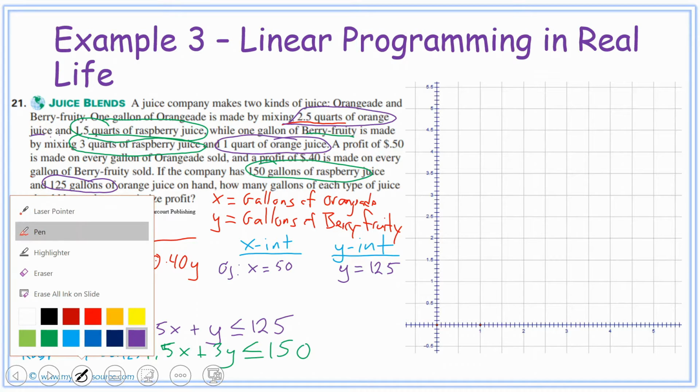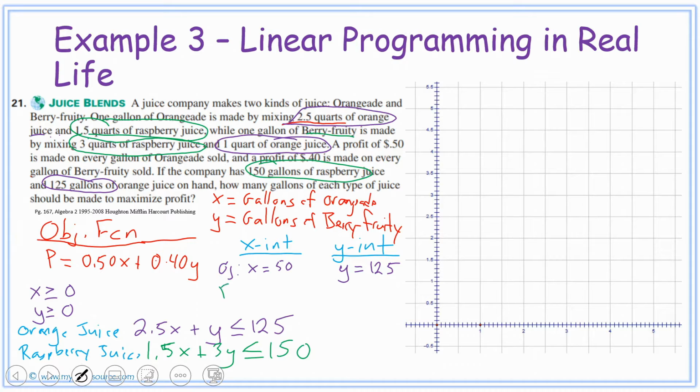All right, so we could do the same for raspberry juice, and raspberry juice we put as green, so just put here RJ for raspberry juice. If we set y equal to 0, we have 150 divided by 1.5, and that's going to give us x is equal to 100. And then if we set our x equal to 0, we have 150 divided by 3, and that's the easier one, we're going to have our y-intercept equals 50.